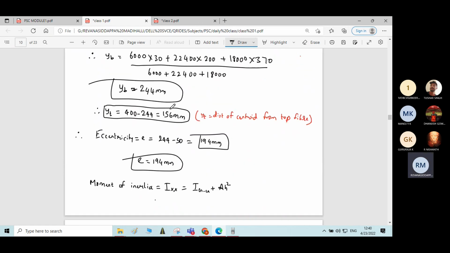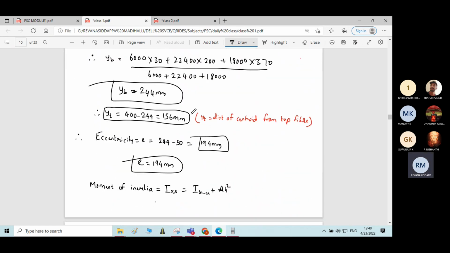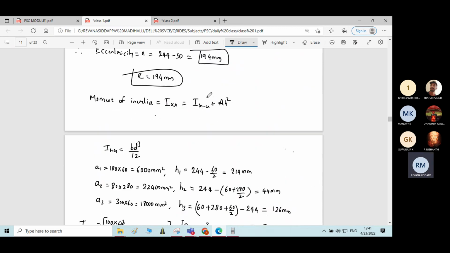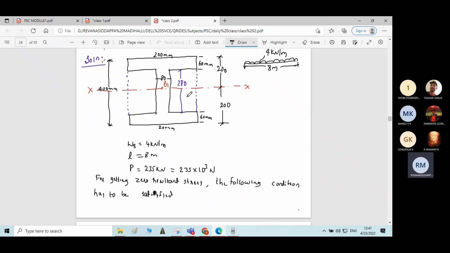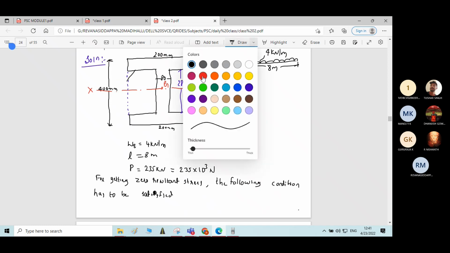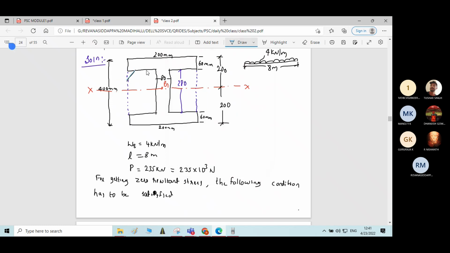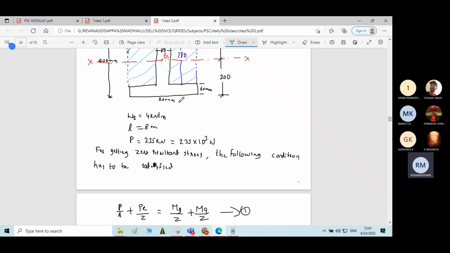So you can use this formula. Using this formula, you can calculate. Whatever procedure I am telling is applicable only for symmetric members. What I have done is I joined these 2 points. I will shade this portion. Again and again I'm telling, it is applicable for only symmetric sections.